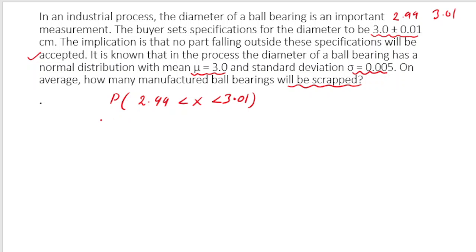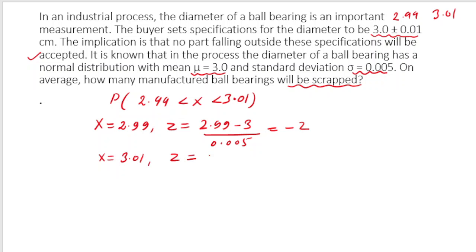So if I have to calculate this probability, suppose I take x equal to 2.99, what will be z? z will be equal to 2.99 minus mu, that is 3, divided by sigma, that is 0.005. If you do this calculation, you will get z equal to -2. And if you take x equal to 3.01, z will be 3.01 minus 3 divided by 0.005, so again it is 2. I hope you know how to do the calculation. Now I have to calculate the probability that z will lie between -2 and 2.